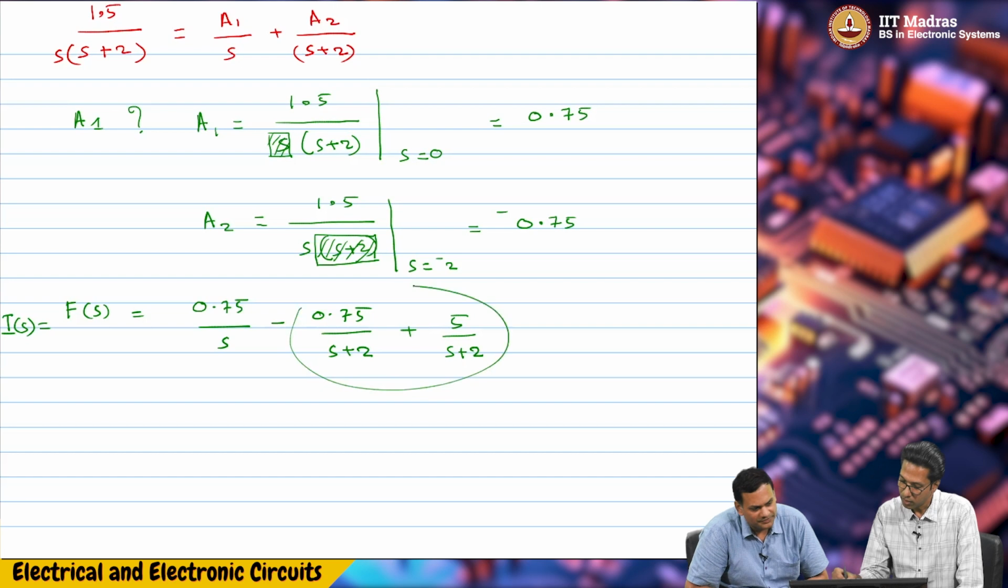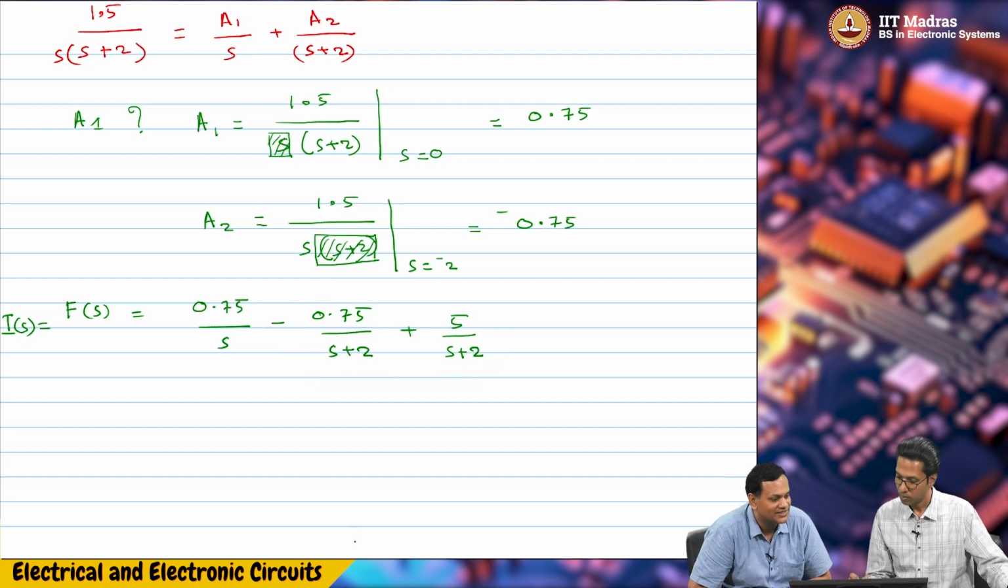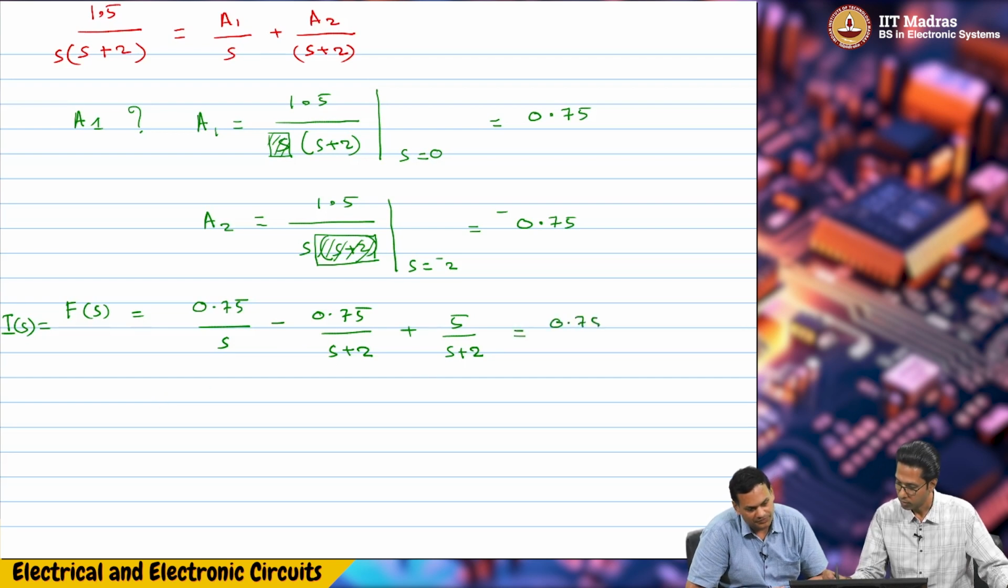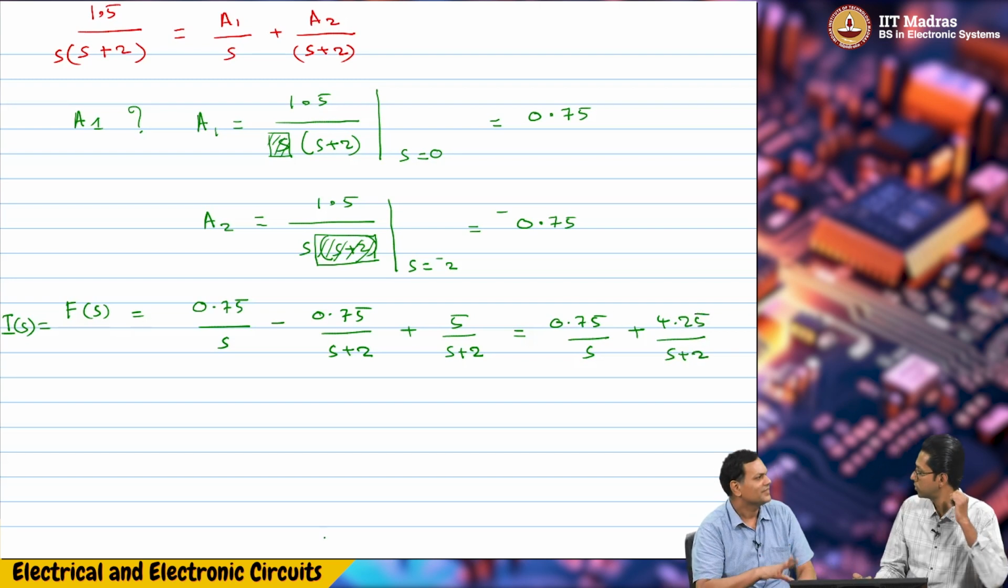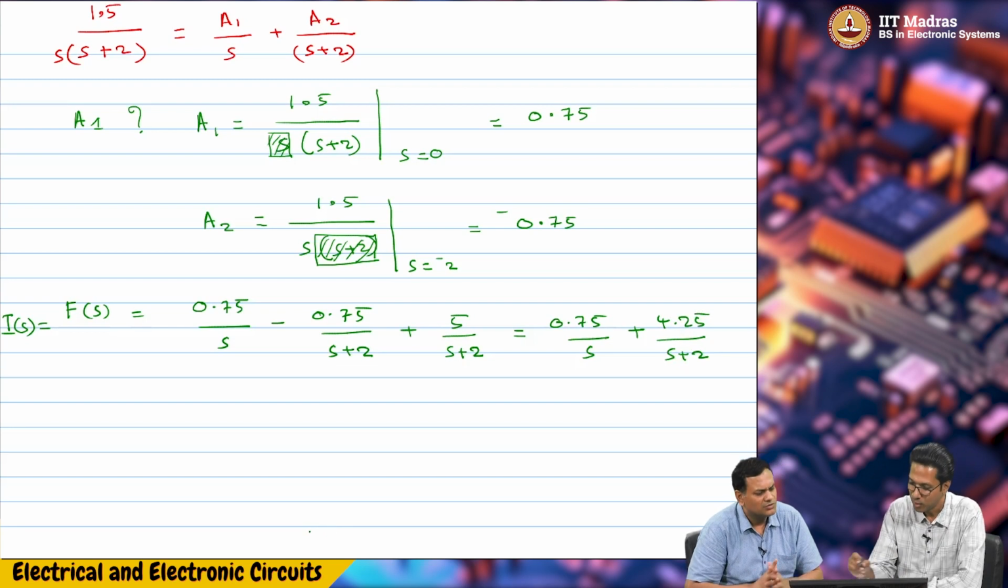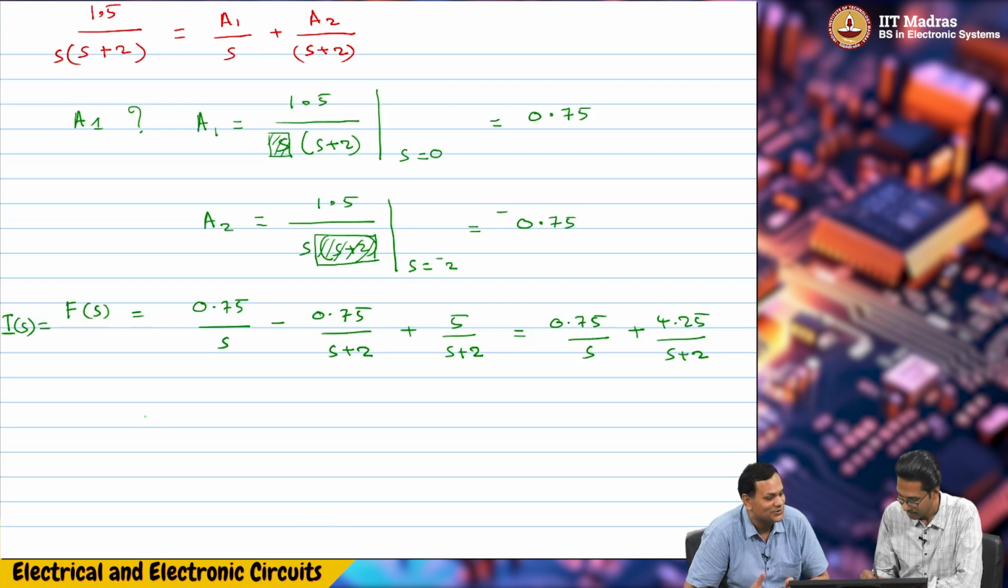Now, we can make this into 4.25 by s plus 2. So we have 0.75 by s plus 4.25 by s plus 2. Now this is easy to deal with, because 1 by s is u of t. It has become so easy.